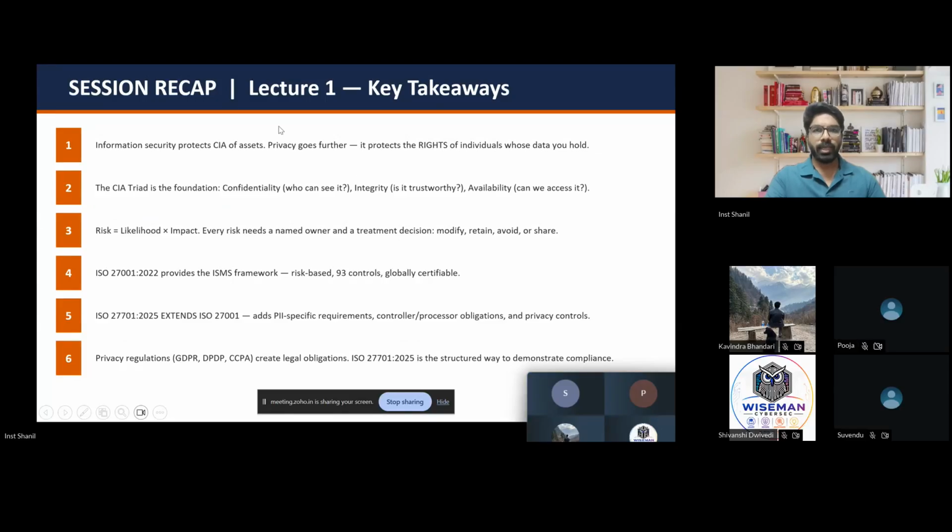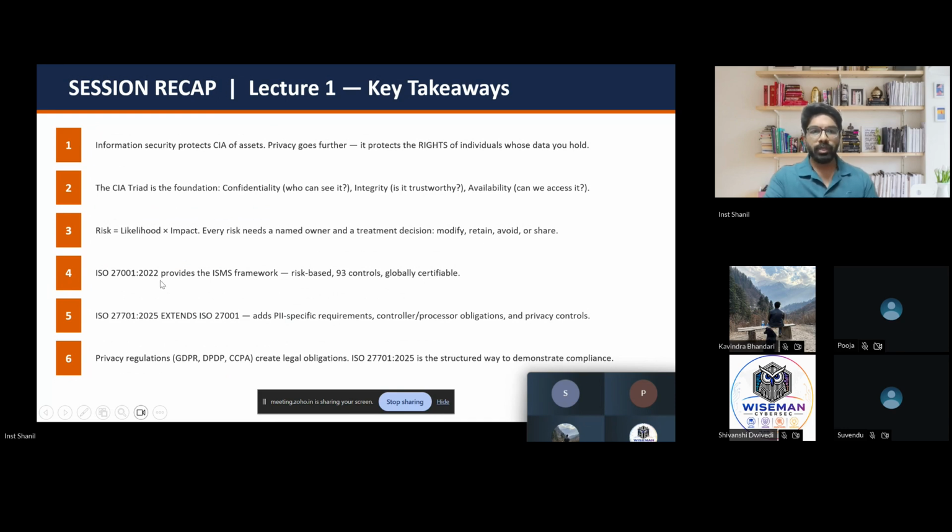Okay, session recap. Information security protects the CIA of assets. The CIA Triad is the foundation: confidentiality, integrity, availability. Risk is identified through multiplication of likelihood and impact. Every risk needs an owner and a treatment decision: risk modification, risk retention, risk avoidance, or risk sharing.